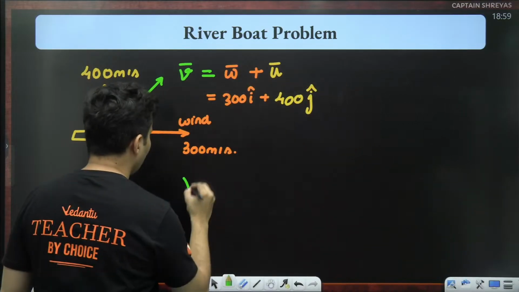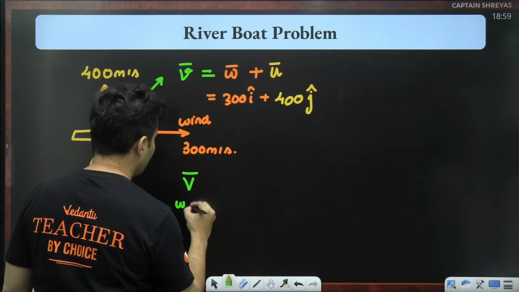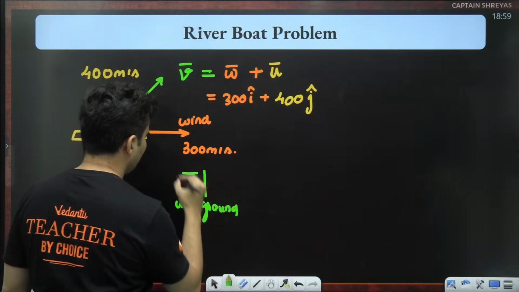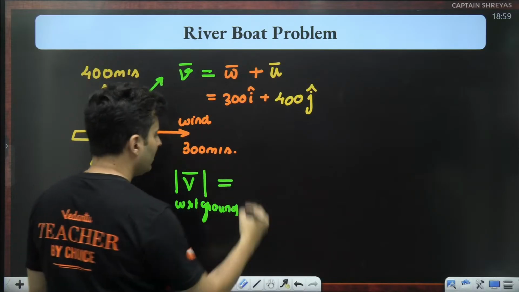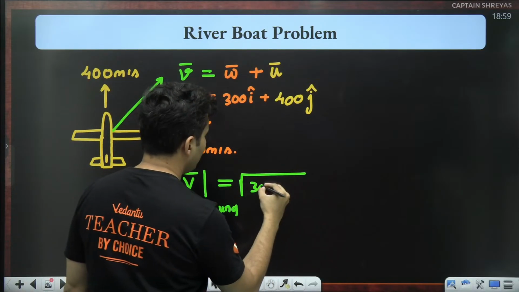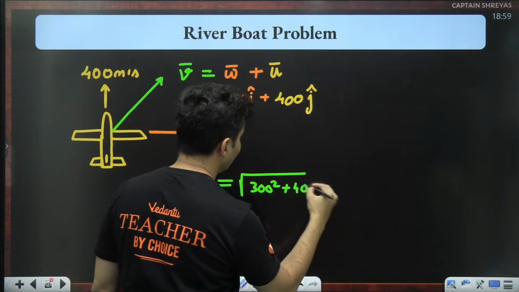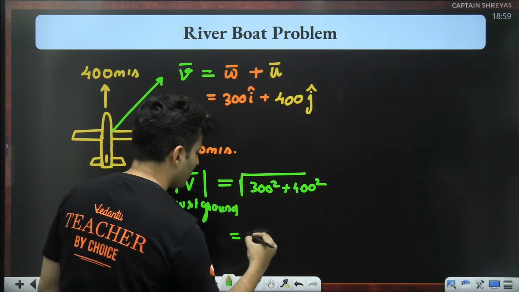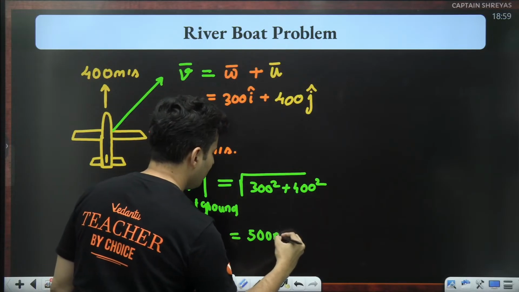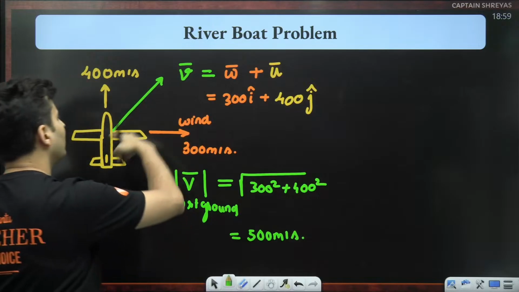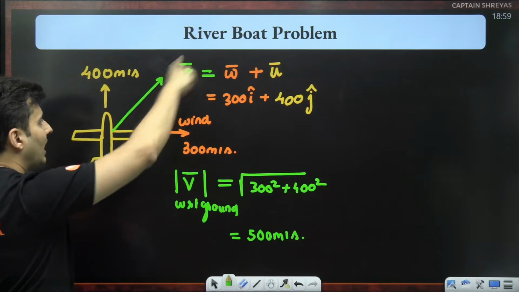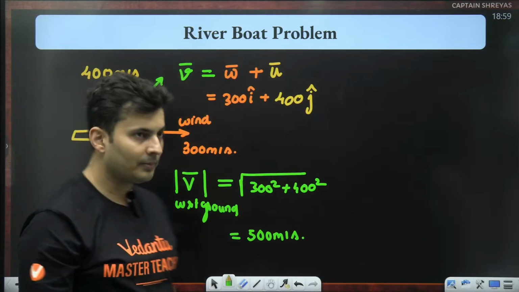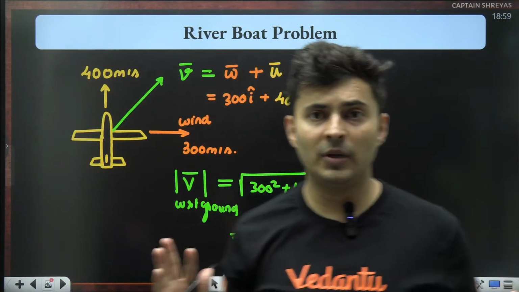So this velocity is obviously with respect to the ground frame. If you ask me how much is the magnitude, the answer will be: take the root of 300 square plus 400 square, which is a Pythagorean triplet, simply put 3, 4, 5. So it will be 500 meters per second. So this will be the speed of the plane as seen from the ground, which will move at 500 meters per second. Clear till this point?